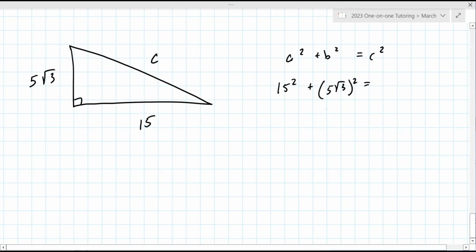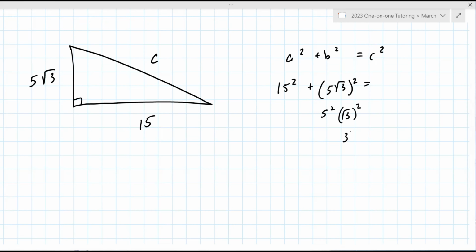So just to be clear, you're squaring 5, which is fine. But when you square the 3, it just undoes the square root. So it just becomes 3. Yeah, it undoes it. It's like when you subtract and add, they undo each other.